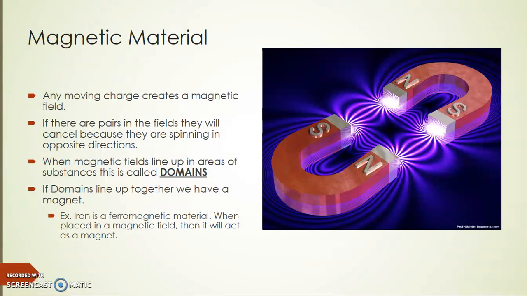So an example is iron, which is a ferromagnetic material. When it's placed in a magnetic field, it will act as a magnet, because those domains in the iron will be lined up.